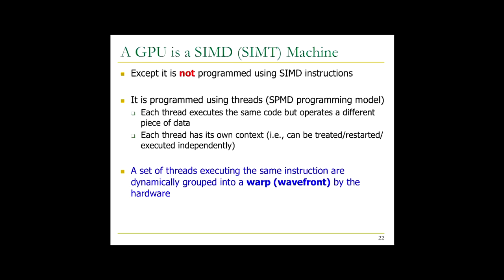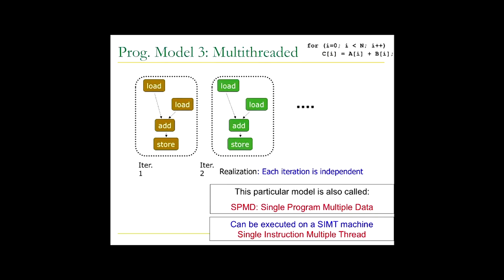So let me define more terminology. Basically, a set of threads executing the same instruction is dynamically grouped into a warp or wavefront. Warp is the NVIDIA terminology. Wavefront is the AMD terminology. This is done by the hardware, and we'll see an example of this. A warp basically is a SIMD operation formed by hardware. Actually, let me go back here.